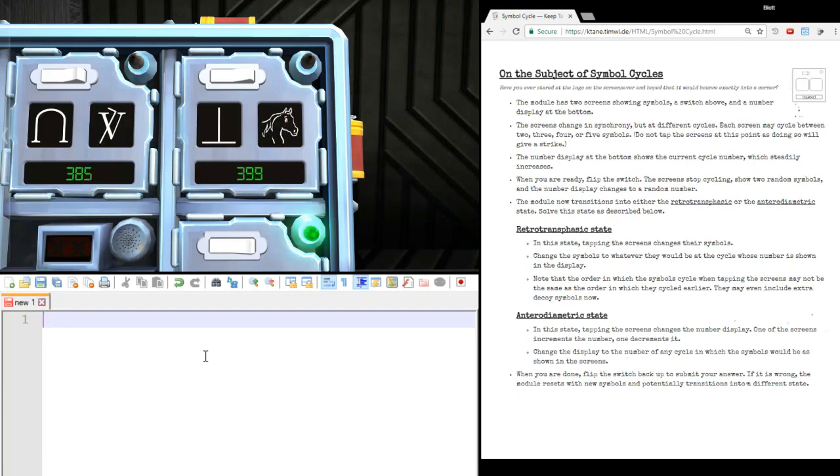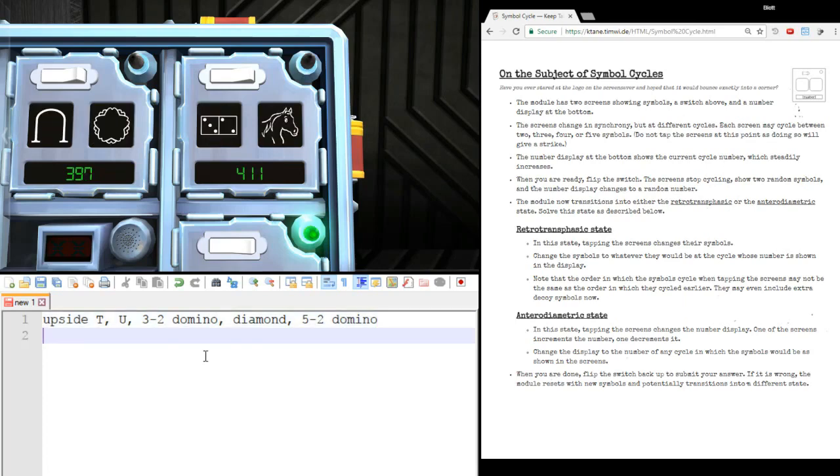Left cycles, we have upside down T, U, 3-2 domino, diamond, 5-2 domino. I looked at them enough that I was able to tell which domino was the right one. Now, that's cycling through 5 images. That means I need a multiple of 5. Well, that's easy. That's going to be something ending in 0 or 5. There, U. Or 420 is going to be a multiple of 5. So I look at 420. That's going to be the U. So I can say that the U, that's my 0 state.